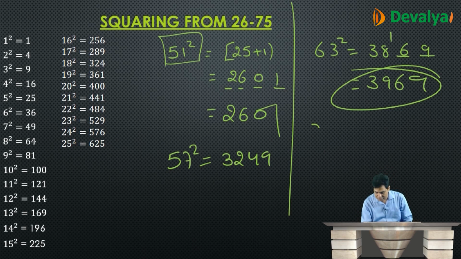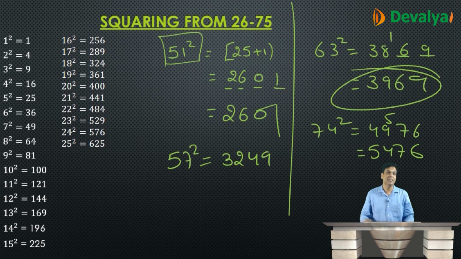So let's calculate the square of 74. What is the square of 74? Again, 25 plus 24 would be 49. But the square of 24 is 576. So I am supposed to write 76 here and put the 5 as a carry. So my answer is 5476. It's simple. Now you can calculate the square up to 75 easily within fractions of a second.